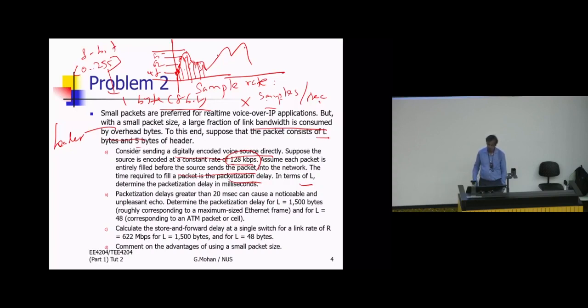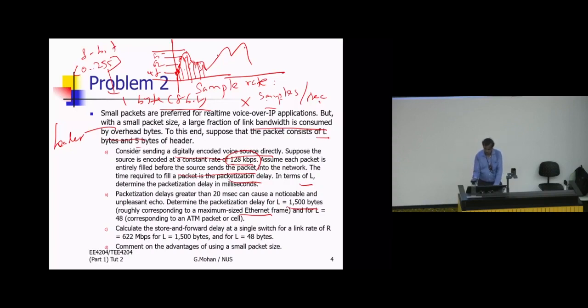Determine the packetization delay for L equal to 1500 bytes. Let's say you send 1500 bytes of data or frame. This number is derived from Ethernet. Later we will see that Ethernet can carry a maximum of 1500 bytes. So if you send it as 1500 bytes, what is the packetization delay? Obviously we need more time to fill 1500 bytes, right?